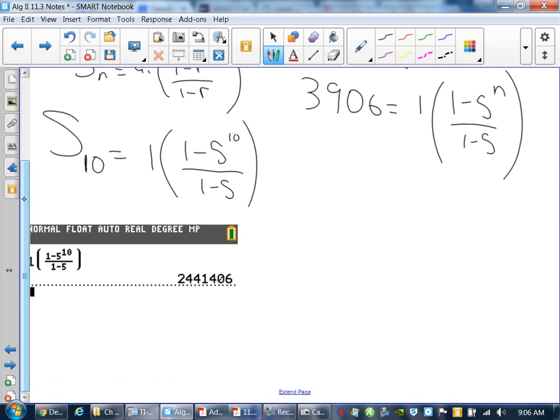Actually, let me write this step out real quick. I'm going to divide by my first term, and I'm going to get 3906 is 1 minus 5 to the n over negative 4. Find the sum that adds up to equal 3906. It's basically asking how many do you have to add up to get to 3906? Okay, so now what do I do? Multiply by the negative 4.